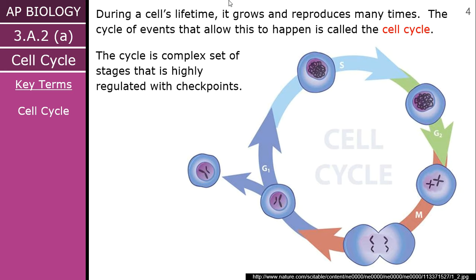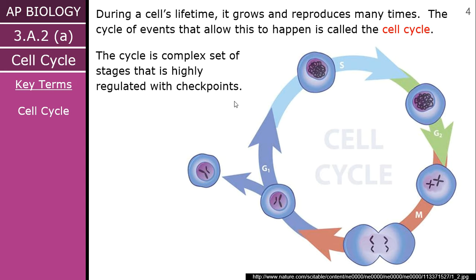And so what we mean when we say that is the cell is very careful about when it enters each stage. And that's going to be really important for the organism as a whole, because if you mess up those checkpoints and you stop being so careful, then you can cause a lot of harm. And so we're going to talk about what happens when the cell cycle goes wrong.